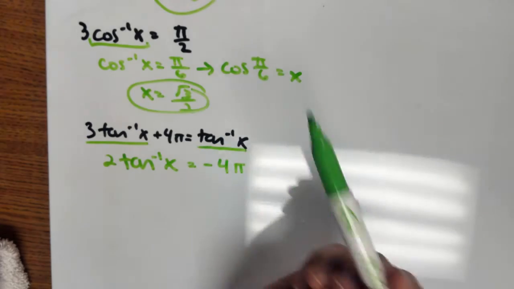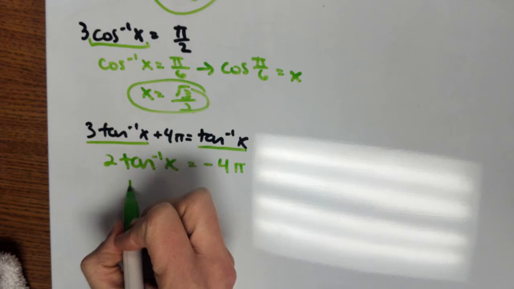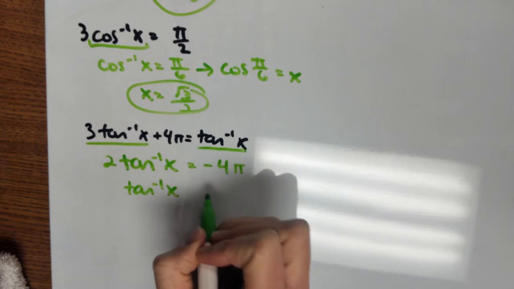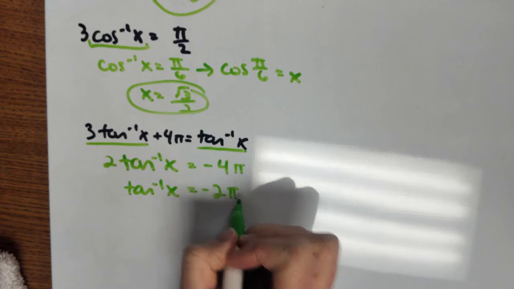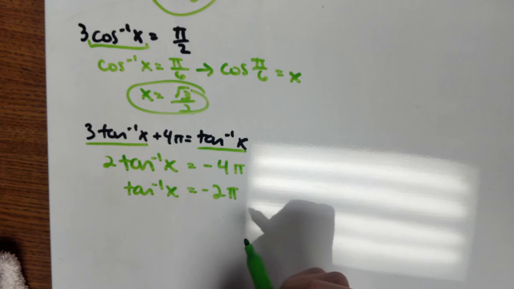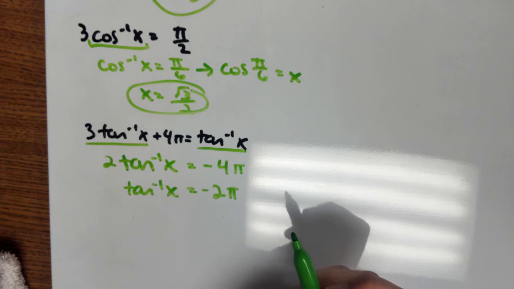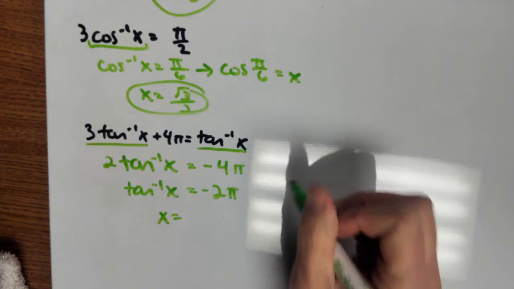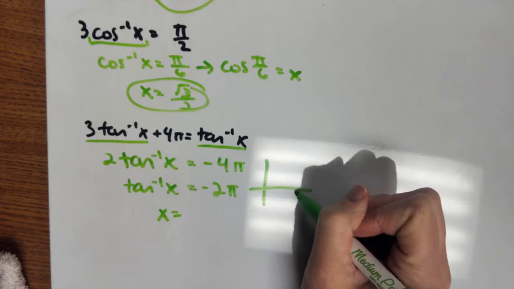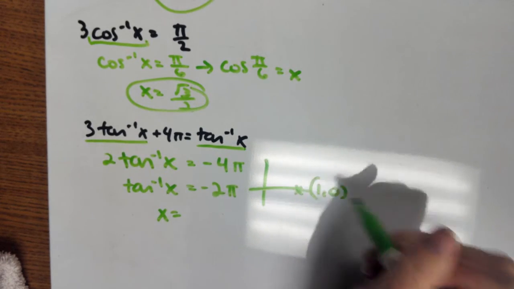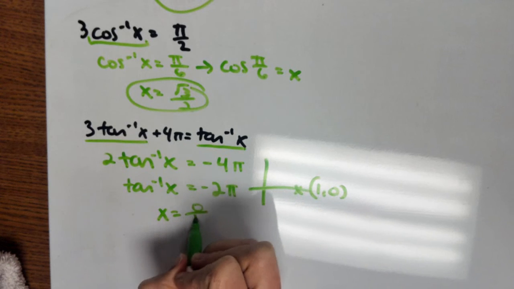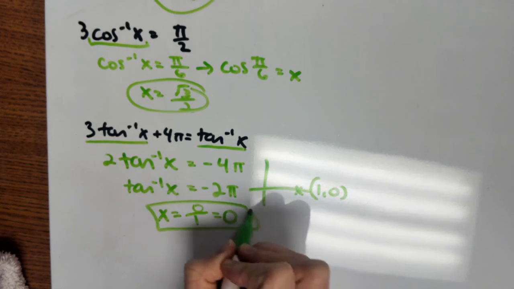Now it is at the same step that the other two problems were. We'll divide by 2. So inverse tangent of x is negative 2 pi. Then I just have to find what is tangent of negative 2 pi. Well, that just happens to be 0. And if we think about 0, unit circle (1, 0), tangent is going to be 0 over 1, which is just 0.